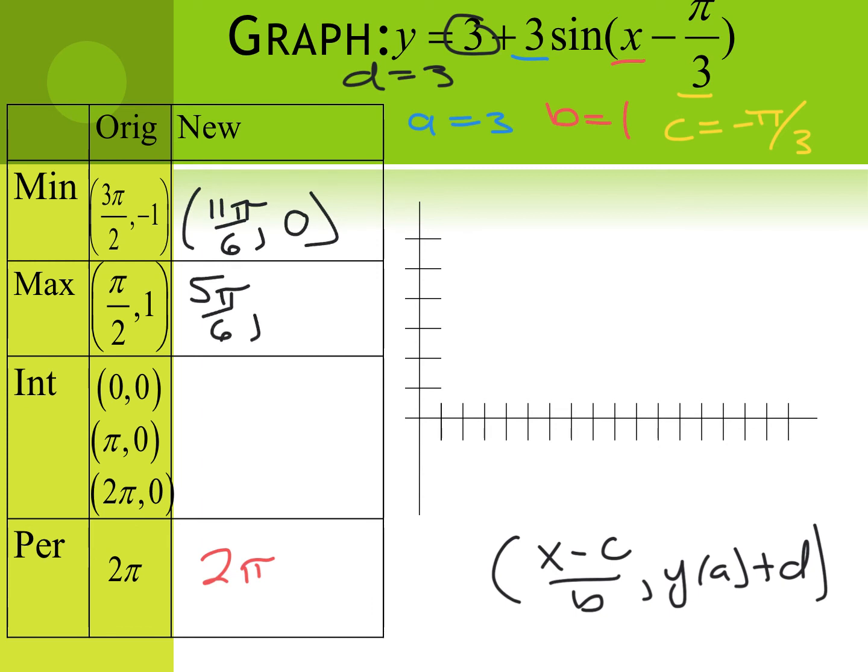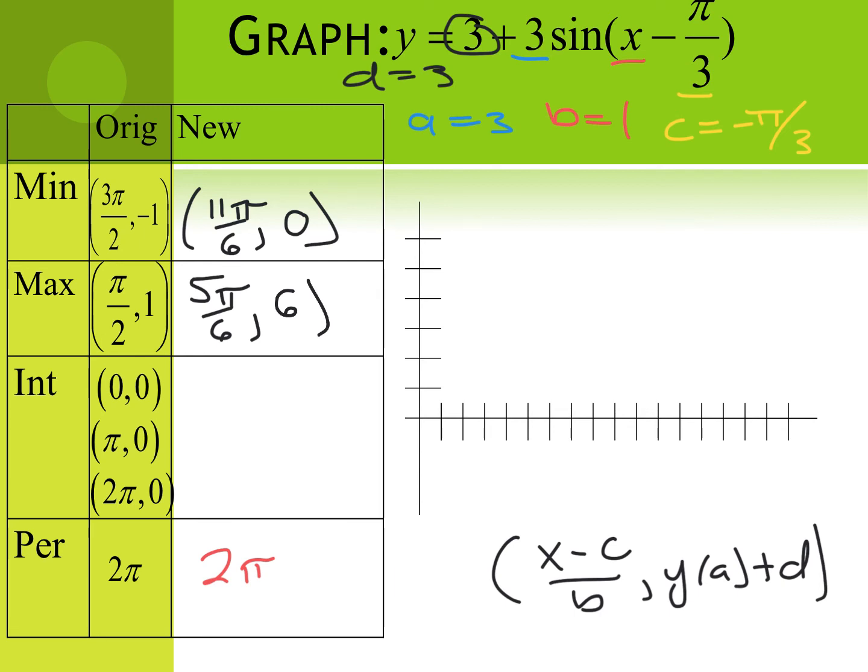For my y value, again, we're going to be multiplying y times a, so it's going to be y times 3, and then plus 3, which is our d value, which gets me a value of 6. For all of our x-intercepts, we're going to again be adding pi over 3, and we're going to be multiplying our 0 by 3 and then adding 3.